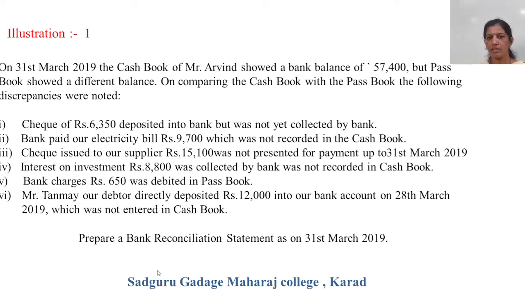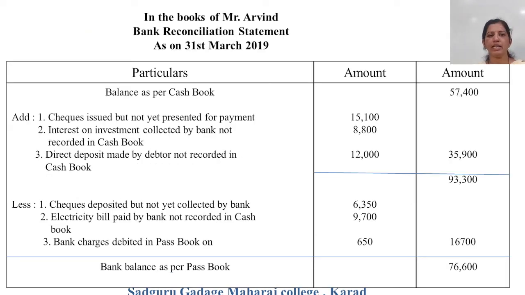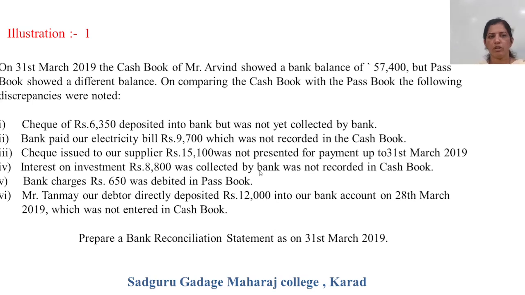If we record the transaction in the cash book, a direct deposit by a customer adds to our balance and increases our cash book balance. That's why this transaction is to be added in the solution. See, third transaction, direct deposit made by debtor not recorded in the cash book, 12,000. In this way, we discuss all the transactions.